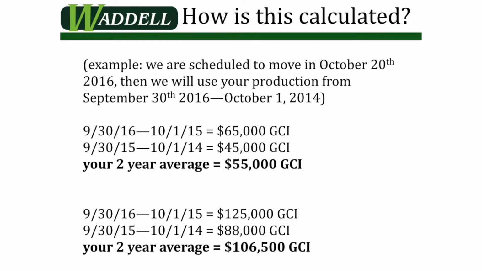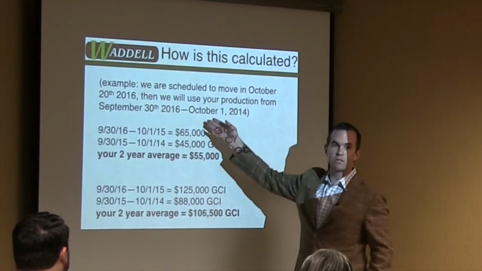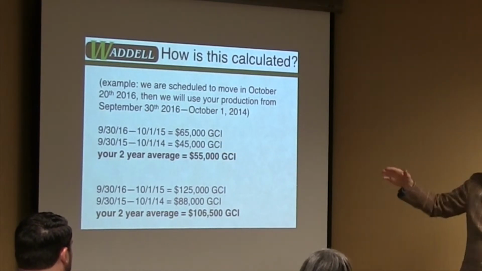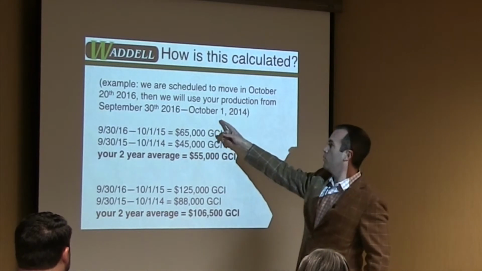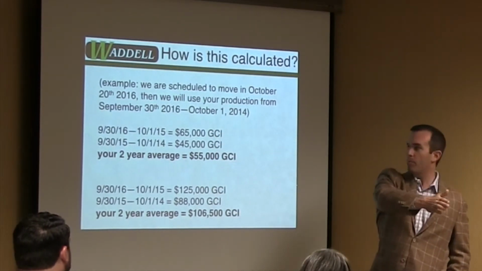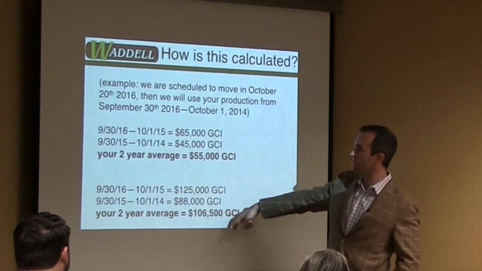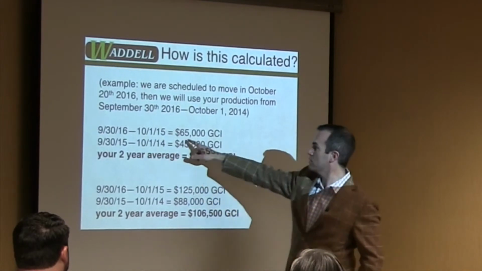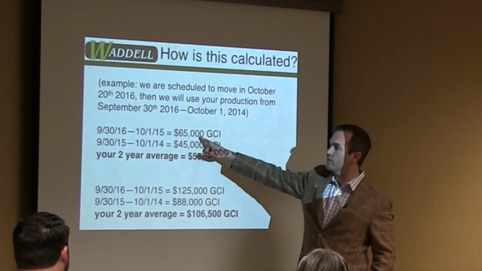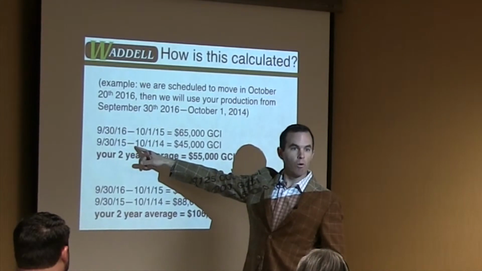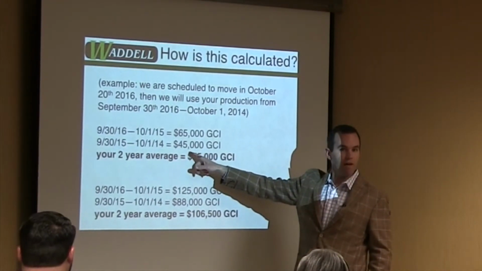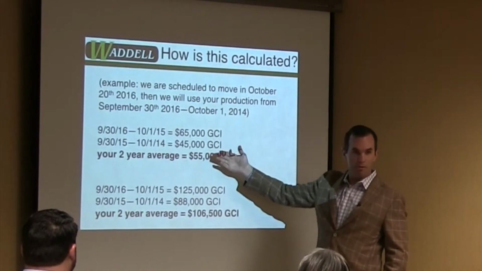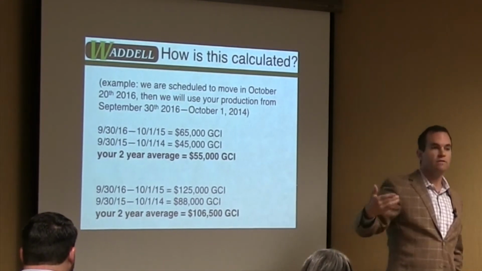Very similar to those of you on the Plan 1 commission schedule. That's a rolling average, right? Yeah. So if the contractor says you'll be able to move in on the 20th, whatever the last month is that's closed out, we'll do a 24-month look back at production. So an example is, that would be on the 30th. So the previous 12 months, your GCI was $65,000. And then 13 to 24 months, your GCI may have been $45,000. When you add those up and divide it by 2, your average GCI is $55,000.